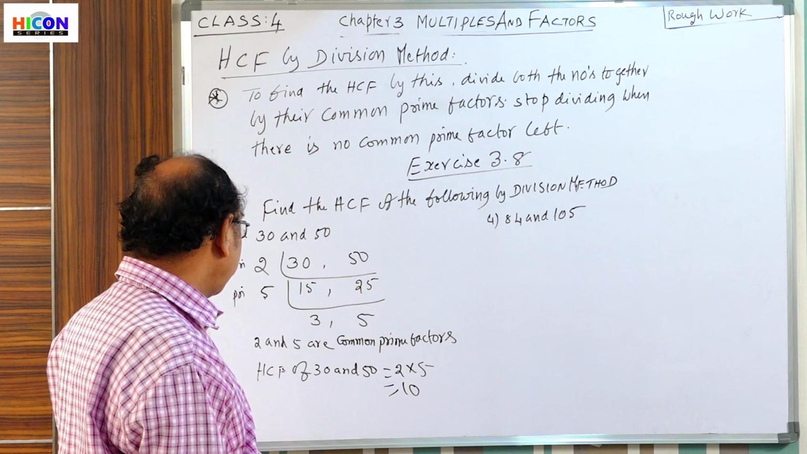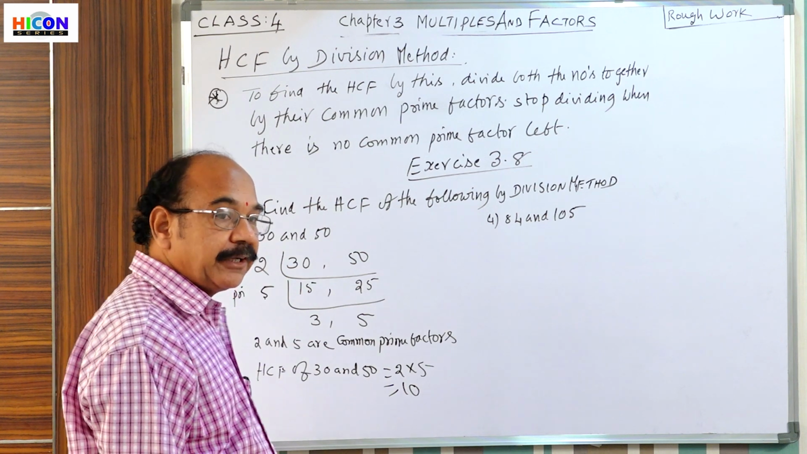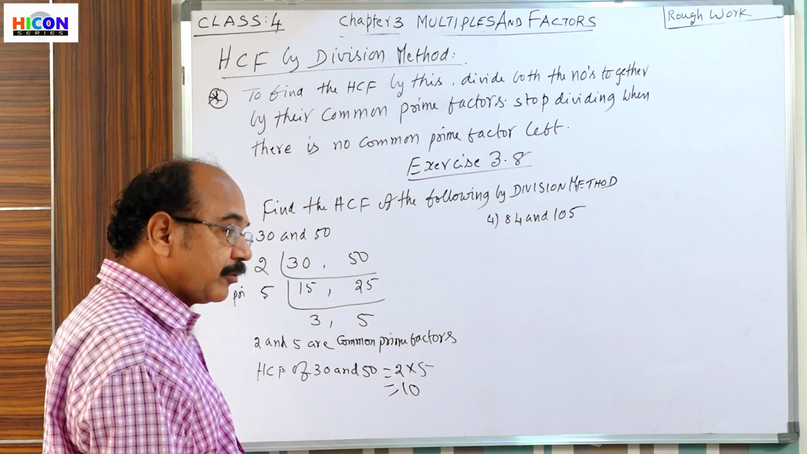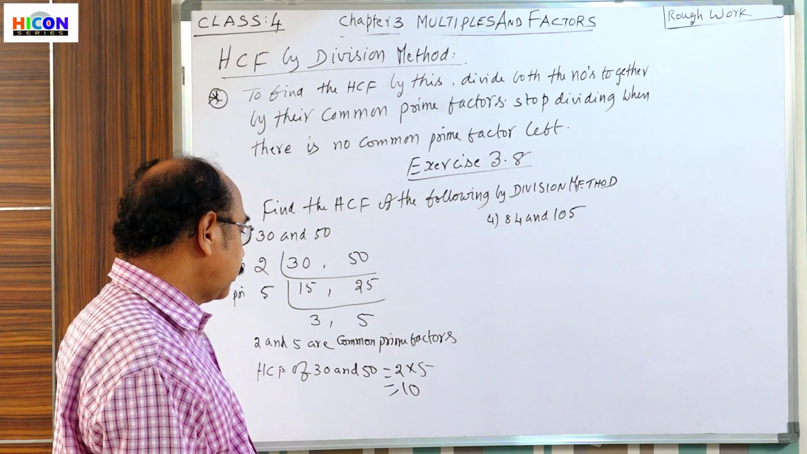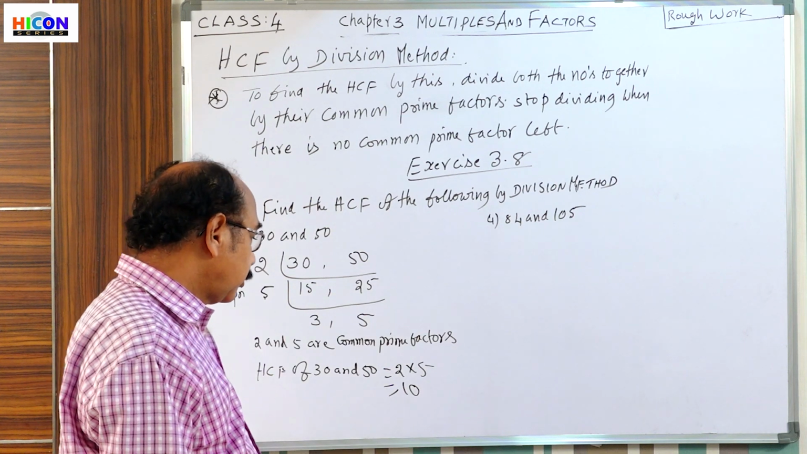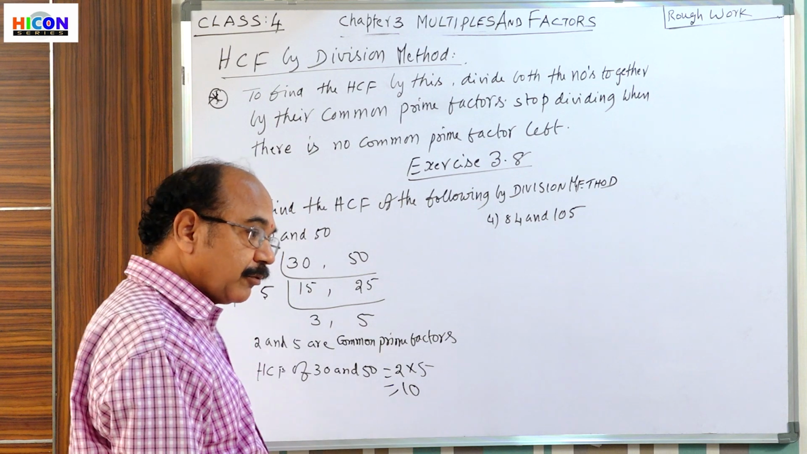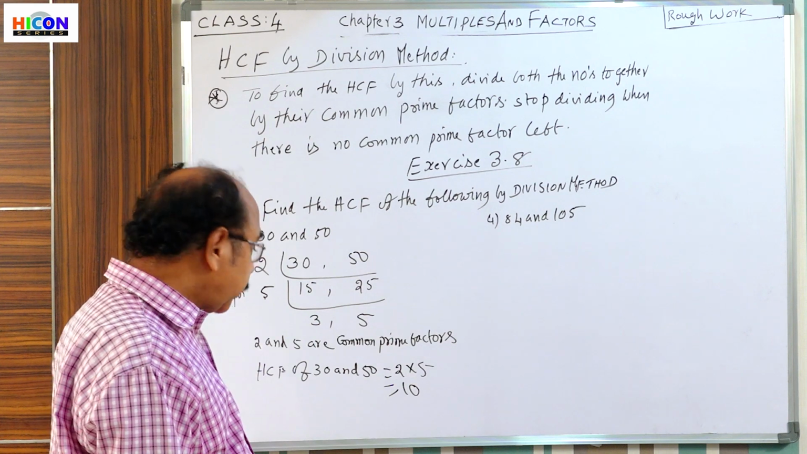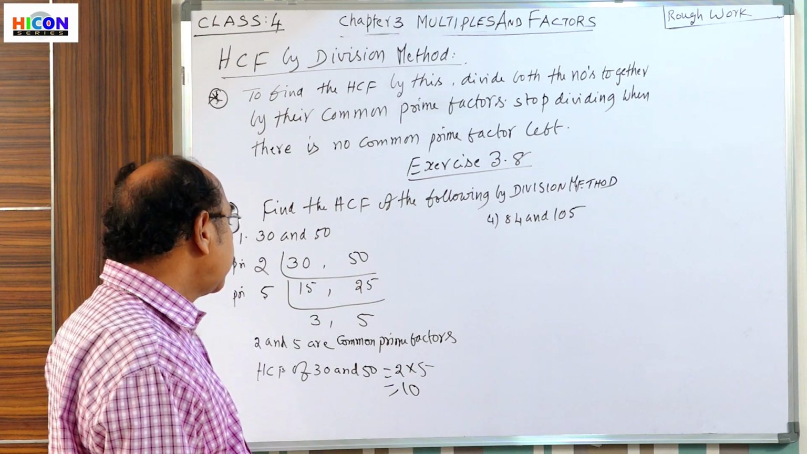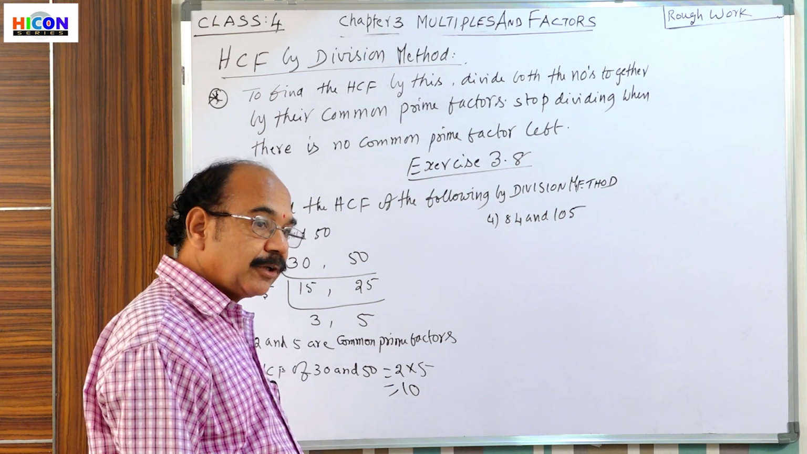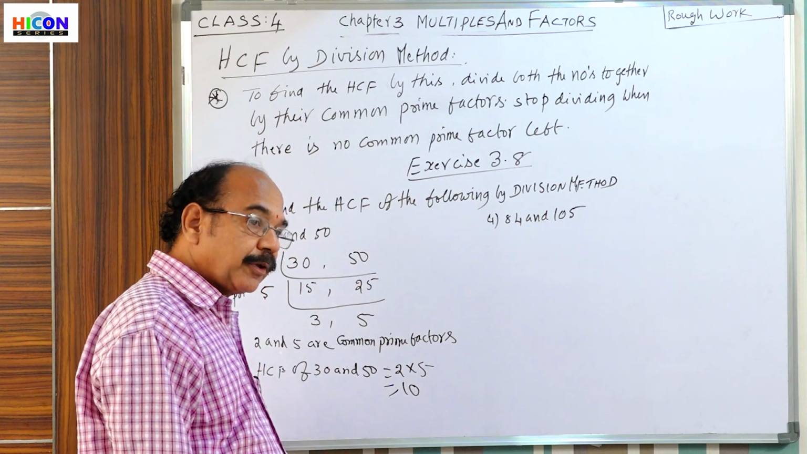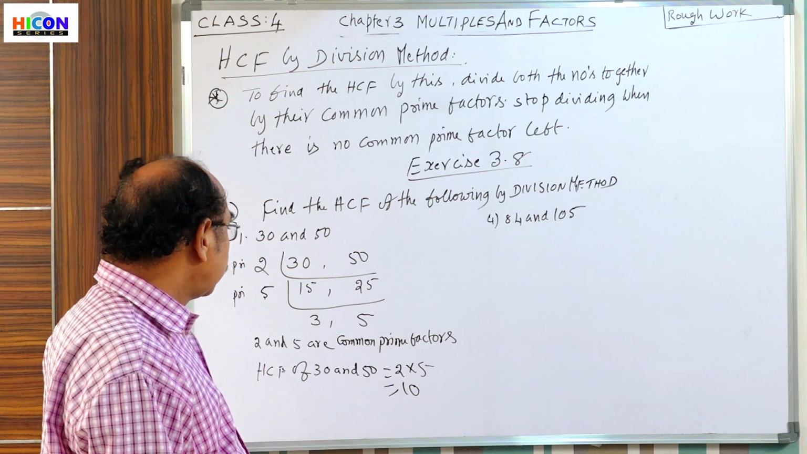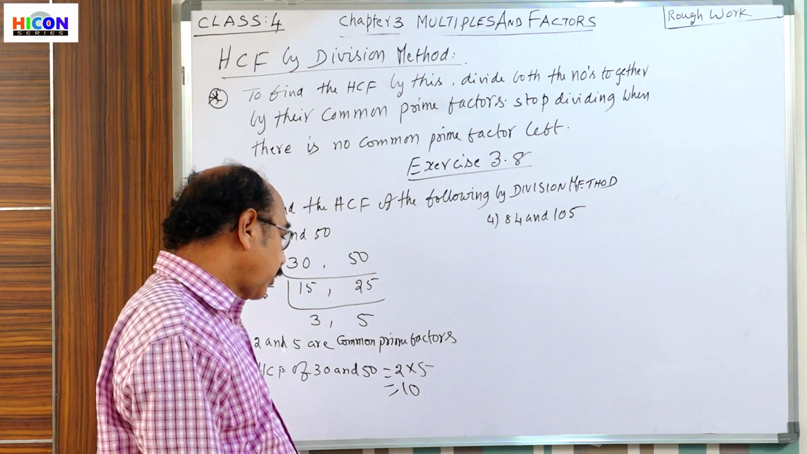10 divides 30 and 10 divides 50. 10 3s are 30. 10 5s are 50. There is no number greater than 10. Only 10 is the highest. 10 can divide the 30 and the 50. Above 10 there is no highest divisor that can divide 30 and 50.